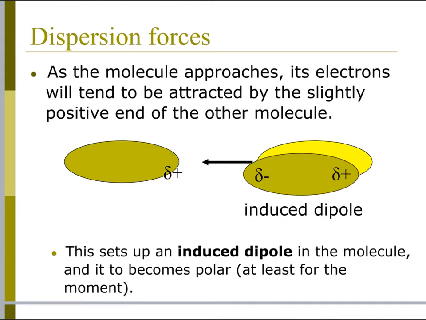Given that like charges repel and opposite charges attract, that temporarily nonpolar molecule would then become a temporarily polar molecule. We call this an induced dipole. The molecule on the right was induced to become polar due to the interaction with the partially positive charge of the approaching molecule.